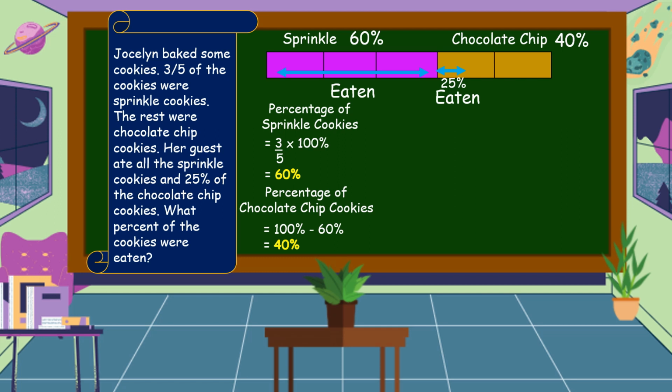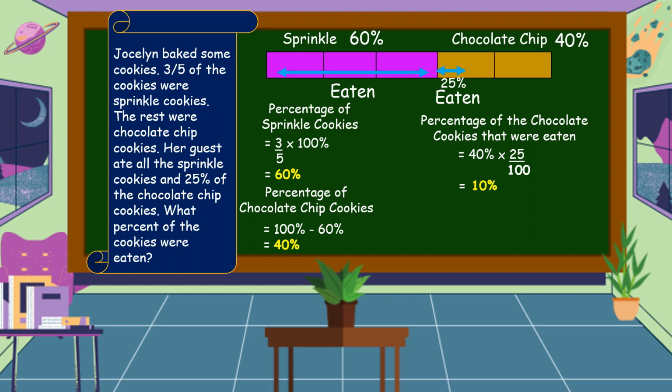60% plus 40% is equal to 100%, both sprinkle and chocolate chip cookies. So, next natin gagawin is kukunin natin yung percentage of the chocolate cookies that were eaten. As we know that the chocolate chip cookies is equal to 40%, then kinain nila yung 25%. Kung i-change natin sa fraction ang 25%, this is equal to 25 over 100. As we all know that yung per 100 is equal to percent.